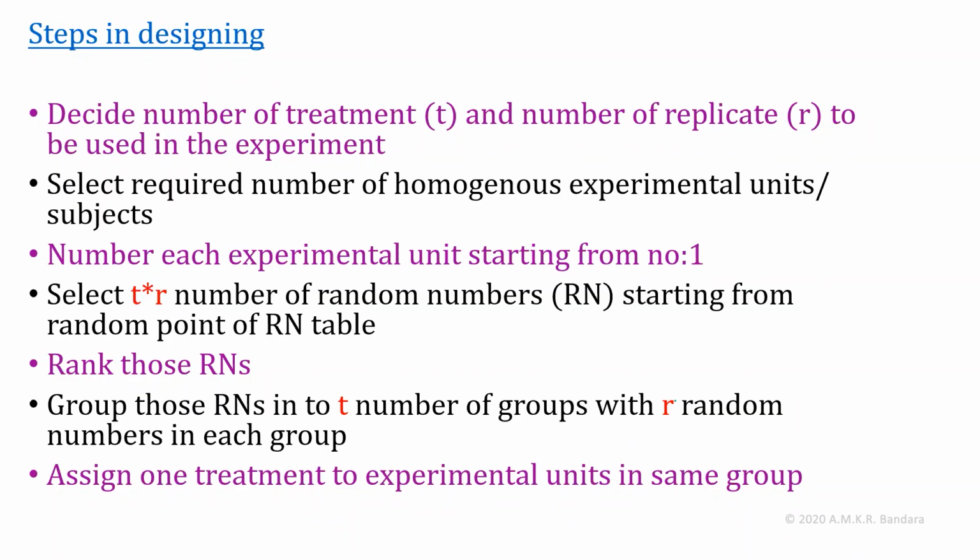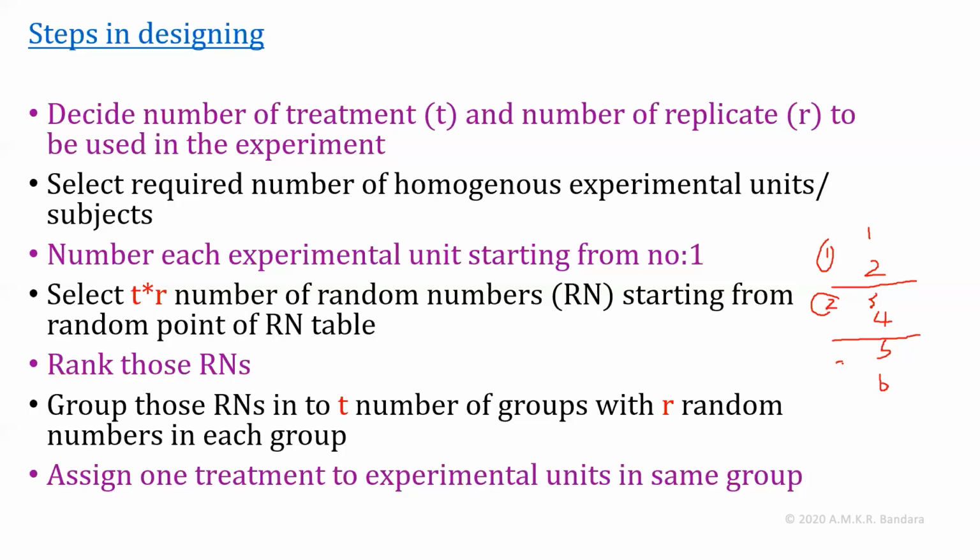And in each group you will have R random numbers. So when you divide your numbers 1, 2, 3, 4, 5, 6 into T number of groups, T is 3. Here, this is one group. This is another group. This is another group. So, this is the first group. This is the second group.